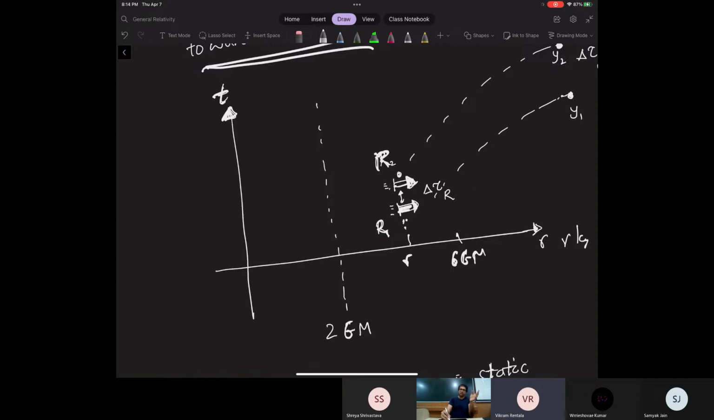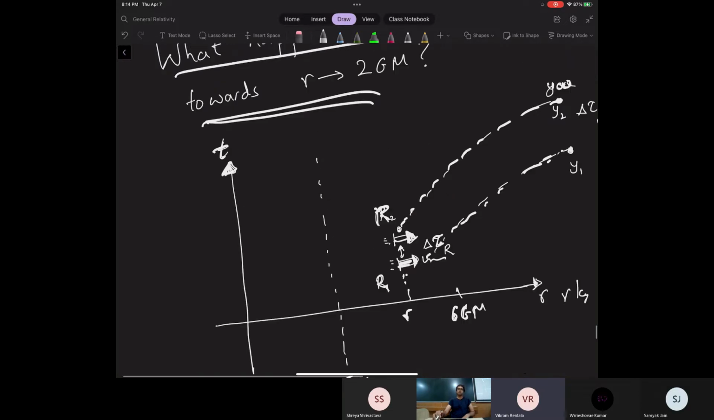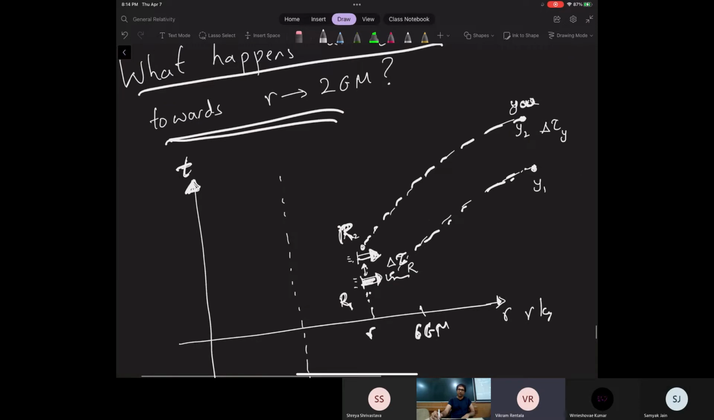So now your roommate is here and they count off 10 seconds on their clock. So that's a time interval delta tau for your roommate. They count off 10 seconds and then they send a light signal towards you. This light signal will follow a geodesic and it will reach you. Ten seconds later, they send another light signal which reaches you. These light signals will reach you at a time interval delta tau for you.